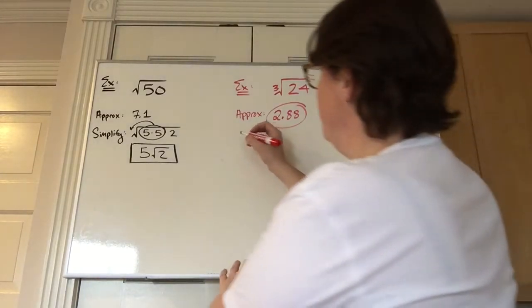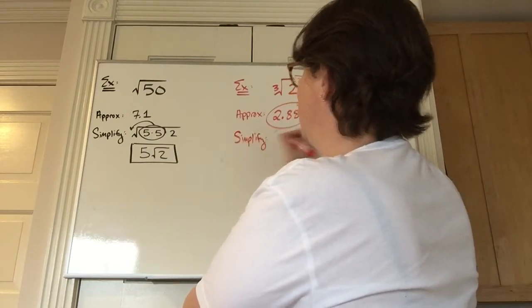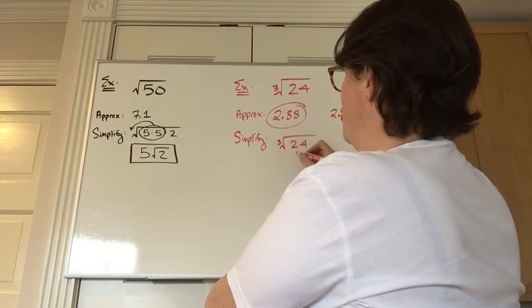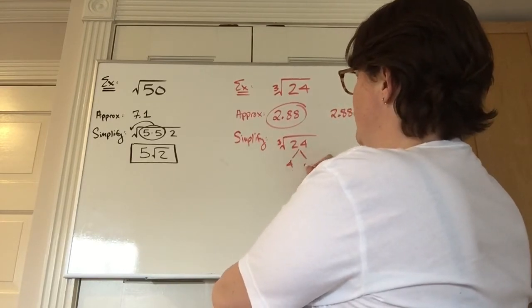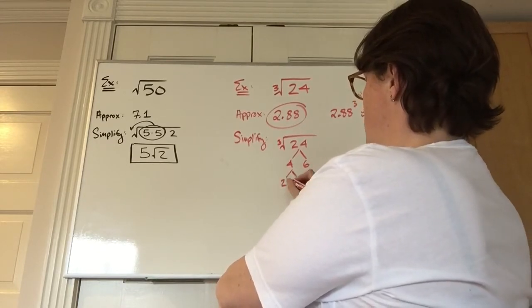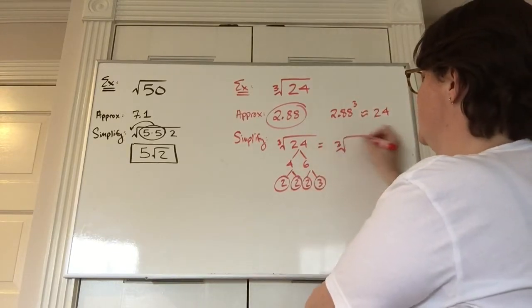In terms of simplifying this, here's the good news. You use exactly the same process you would with a square root. That is to say, to simplify the root, we want to make a tree. So 24 I know is 4 times 6. So 2, 2, 2, 3. I bet you guys can guess what's different here.